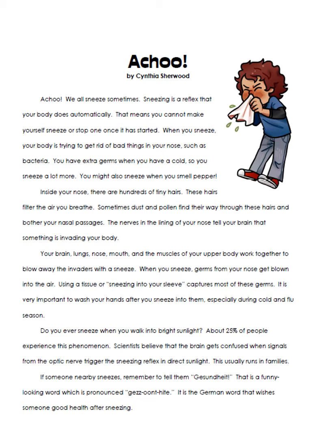Do you ever sneeze when you walk into bright sunlight? About 25% of people experience this phenomenon. Scientists believe that the brain gets confused when signals from the optic nerve trigger the sneezing reflex in direct sunlight. This usually runs in families. If someone nearby sneezes, remember to tell them Gesundheit. That is a funny-looking word which is pronounced Gesundheit. It's a German word that wishes someone good health after sneezing.